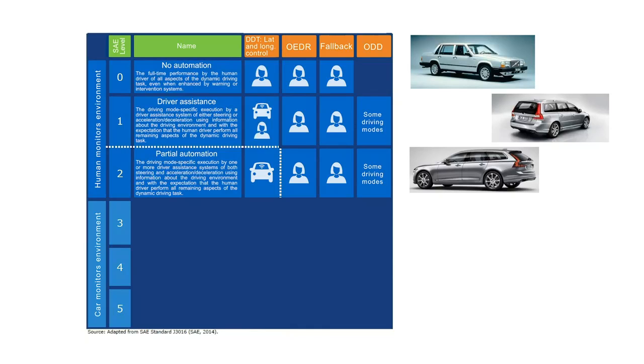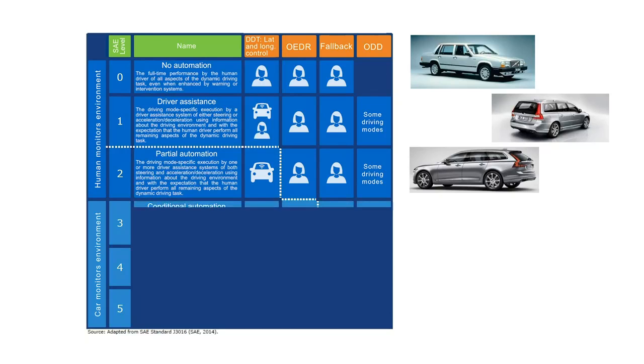When we move to L2, also called partial automation, the machine is responsible for both lateral and longitudinal control. So if ACC were active together with another feature able to control steering and keep the vehicle within the lane, we would reach level 2 automation.